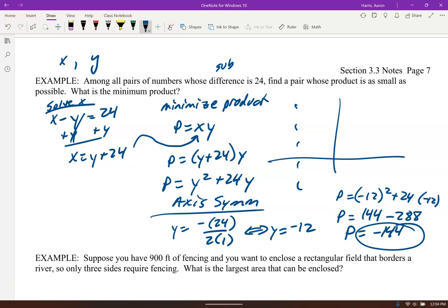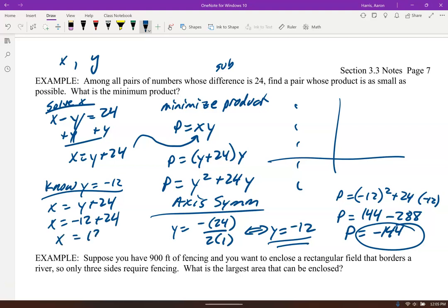Okay. And then let's go ahead and find our x. Our y is negative 12. If we know y is negative 12 and x is that y plus 24 right above, I got negative 12 plus 24. Our x is 12. So our two numbers are 12 for x and negative 12 for y. That will give us a minimum product of negative 144 with the restriction that their difference is 24.